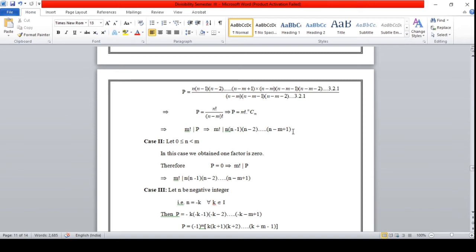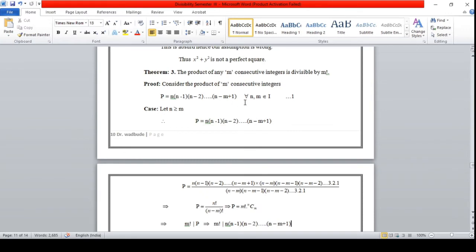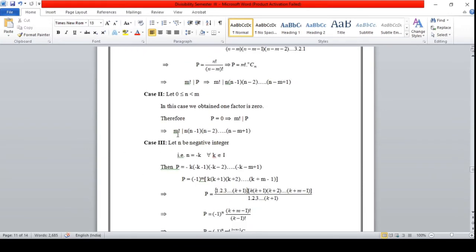Now case 2: 0 less than or equal to n less than m, which means n is less than m. In this case one factor is 0. Here one factor is 0, so the product P is equal to 0. This implies m factorial divides 0, so m factorial divides this product. So this is case 2.